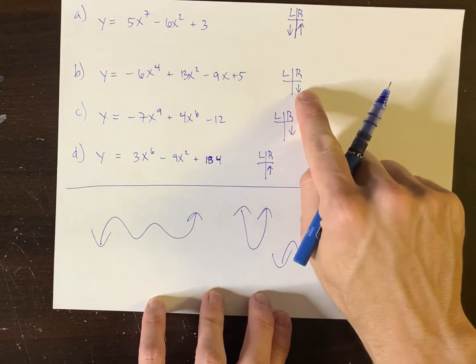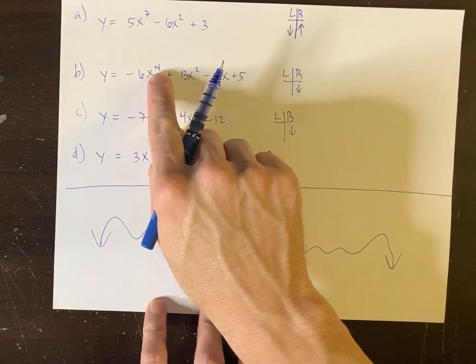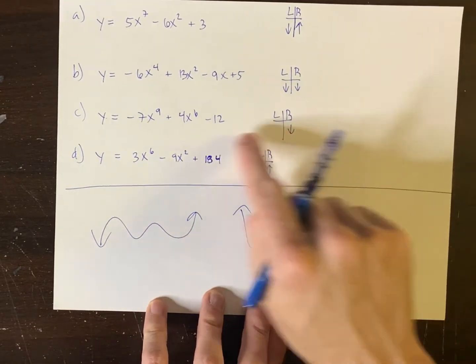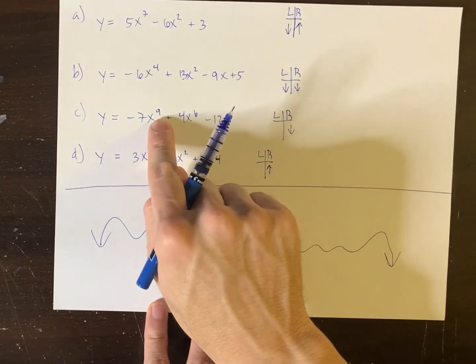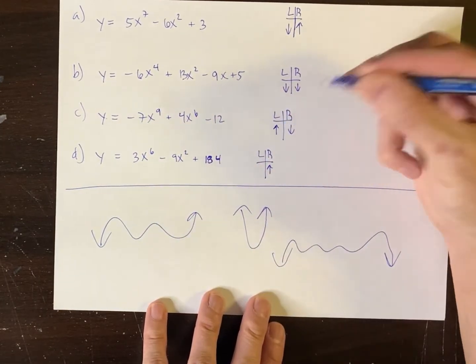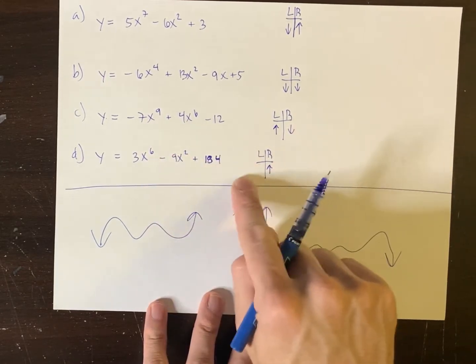How about here? The right arrow is down. Let's see, the exponent is 4, which is even, so the arrows are the same. So it'd be down, down. How about here? The degree is 9, which is odd, so the arrows are backwards. So if this one's down, then this one's up. And how about here? The degree is 6, which is even, so the arrows are the same.